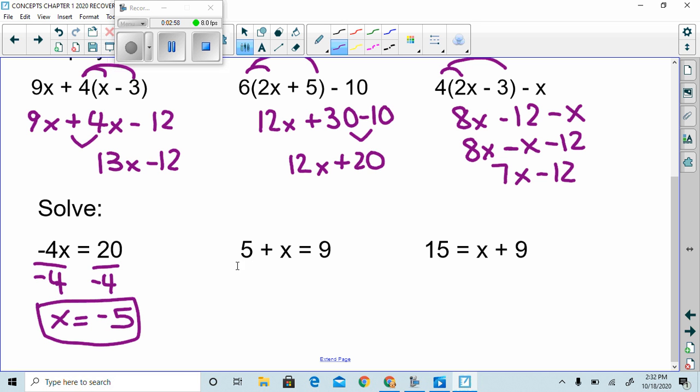I have 5 plus x, so I need to use my properties of equality and subtract 5 on both sides. That will cancel us out on the left. I'm left with x is equal to 4. To do a check, 5 plus 4 equals 9. It checks.